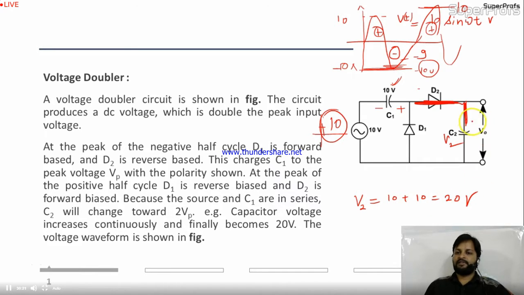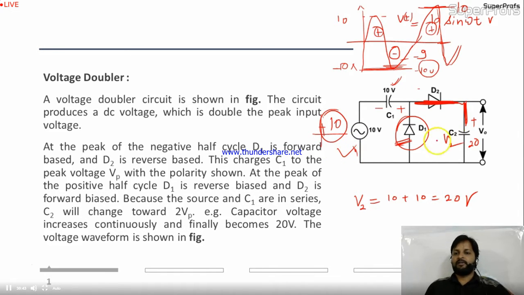Now once it reaches 20 volt, what will happen in the circuit now? Once after crossing this 10 volt, when the circuit comes to the negative half cycle, D1 will be in forward bias and D2 will be in reverse bias, and the condition will go like this.